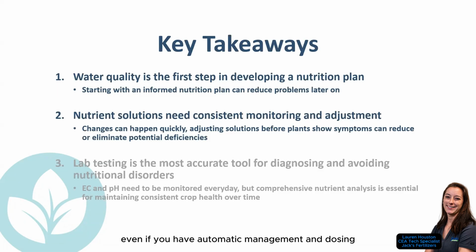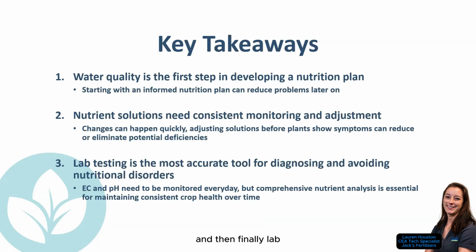And then even if you have automatic management and dosing systems, you still need to pay attention to what's going on. You can't just guess at things based on an EC or a pH. And especially depending on your water source, changes can happen really quickly. So it's better to continually monitor your solution and make adjustments as needed before letting the solution get out of hand and making it difficult to make those adjustments in the future. And it's better to make adjustments before plants start to show any nutrient deficiencies as well, so that you could hopefully avoid deficiencies or toxicities entirely.